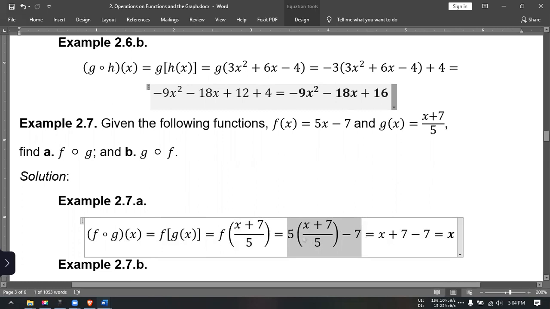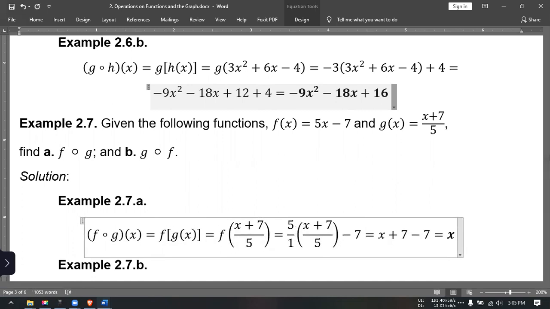And then, apply the multiplication of fractions. From here, since the multiplier and the denominator are the same, they cancel. 5 over 5 is just 1. And 1 times any number is the number itself. So we have this. Only x plus 7 is left. And then we have minus 7. Copy minus 7. So our solution for this one is simply x.